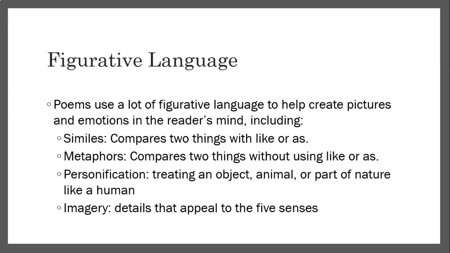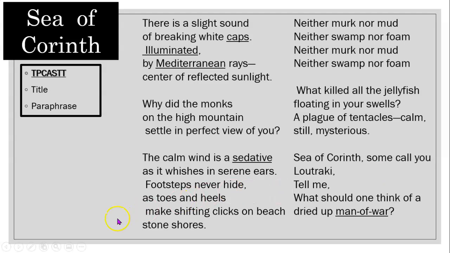Poets use figurative language. So similes, which compare two things with like or as, metaphors, which compare without like or as, personification, imagery, and they do it to help make a picture and to help make emotions in the reader's mind. So here's what we're going to do. I'm going to make another video for this, but we are going to do title and paraphrase, the first two steps of TPCASTT, for a new poem called Sea of Corinth. And I want you to pay attention to the imagery for that poem. How does this poet create a picture using their poem?